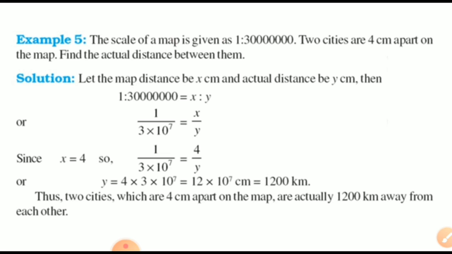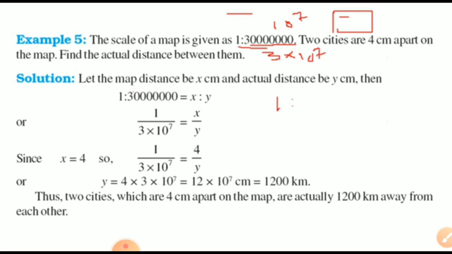The scale of a map is given as 1:3. Sorry, the 3 together is very big. Yes, correct. 2 cities are 4 centimeters apart on the map. Find the actual distance between them. Let the map distance be x centimeters and the actual distance be y centimeters. Is it better? Yes. So we can say x upon y.